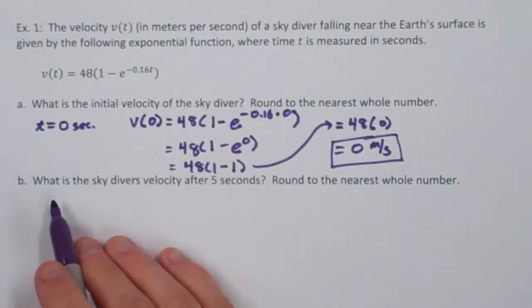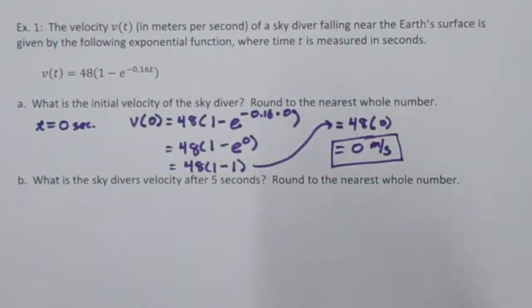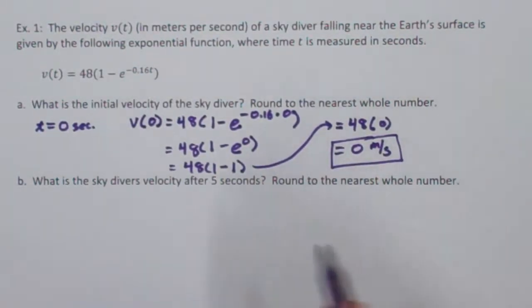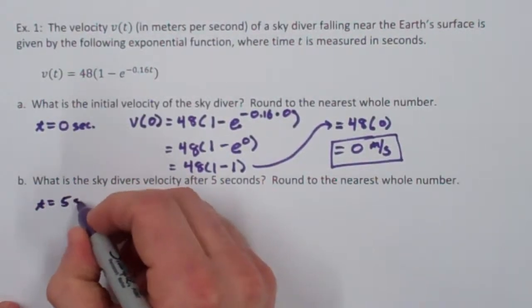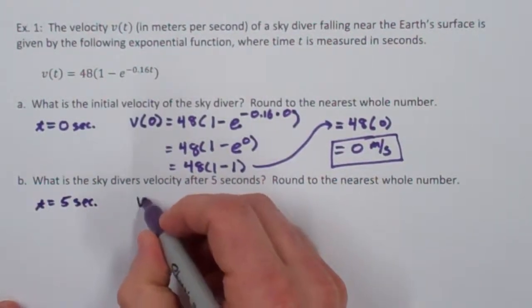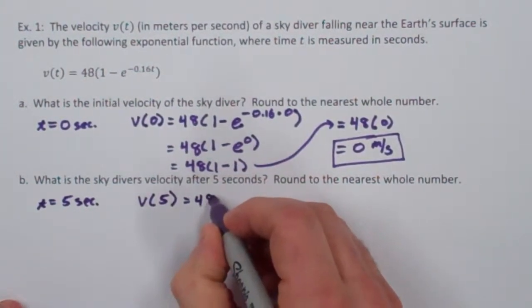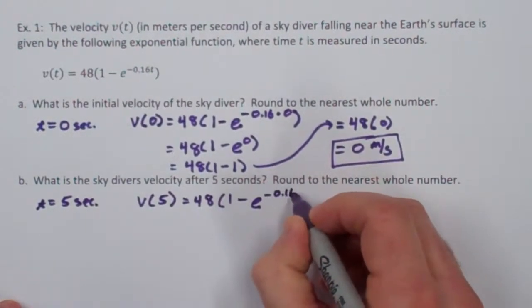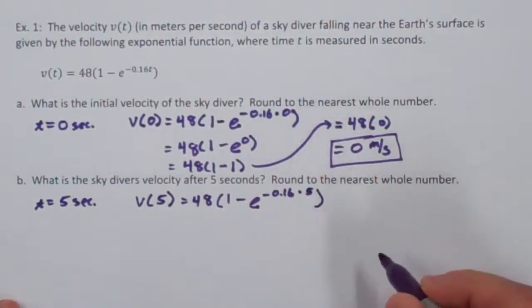The next part B here says, what is the skydiver's velocity after 5 seconds, and round to the nearest whole number. This one's going to be a little bit trickier to find the answer to, but I don't think we're going to be able to do it by hand. We're just going to go ahead and type it in the calculator. So t for this one is 5 seconds, and v at t is equal to 48 times 1 minus e to the negative 0.16 times t, which is 5, and that's all inside parentheses.